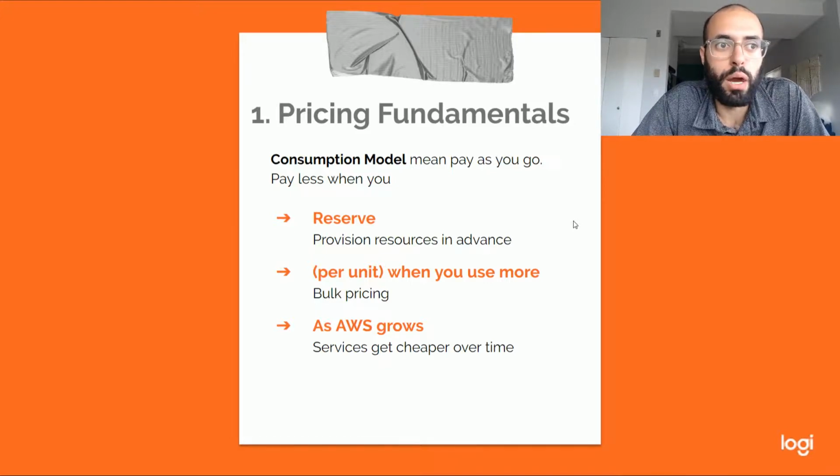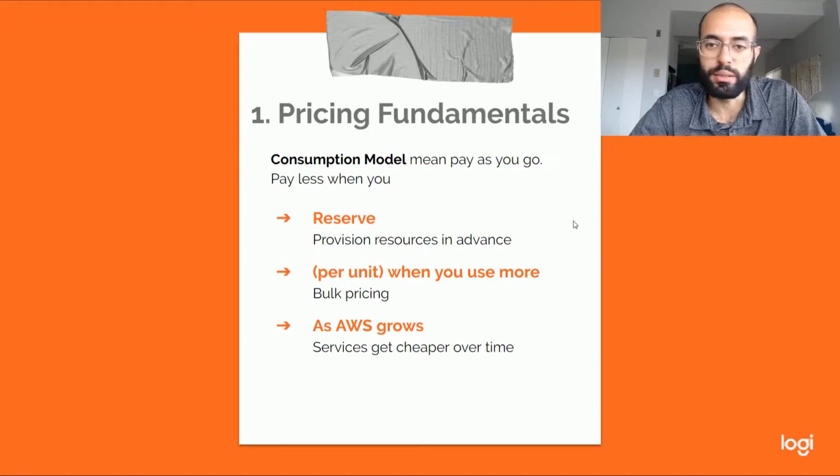Now, you do have opportunities within this consumption model to actually save money. One of the ways you don't have to do anything, because as Amazon grows, it takes advantage of the economies of scale. Prices for the services just naturally decrease. Similarly, the more that you use services, you take advantage of bulk pricing. And then finally, you can also reserve instances in advance for between 1 and 3 years. That can also allow you to take advantage of significant discounts.